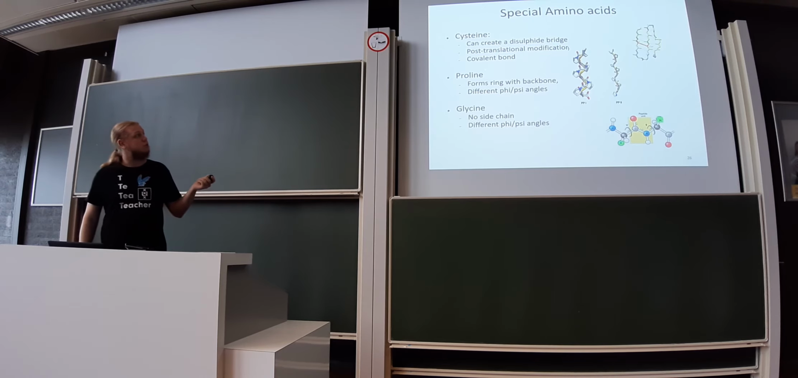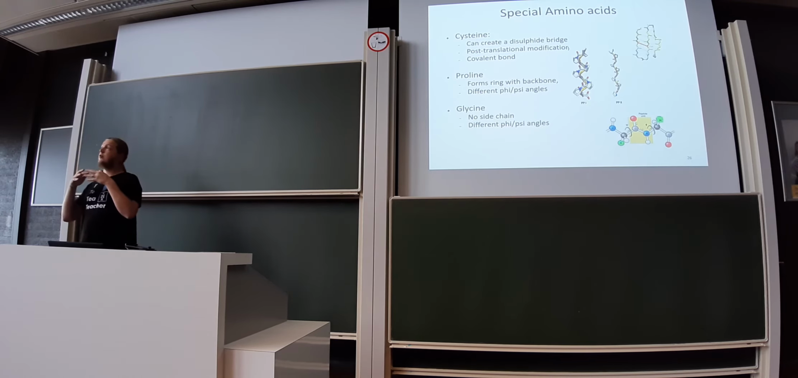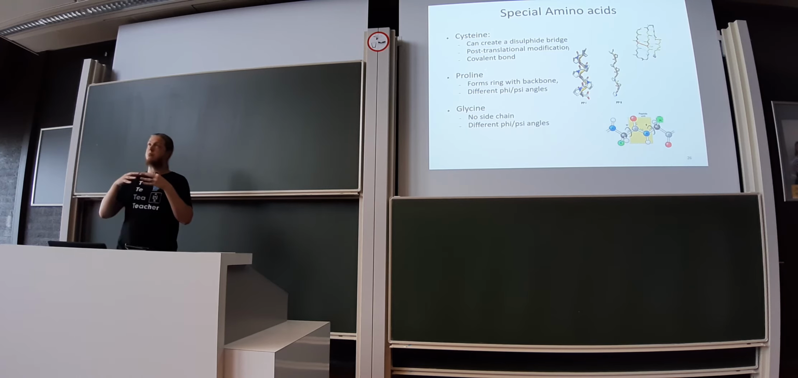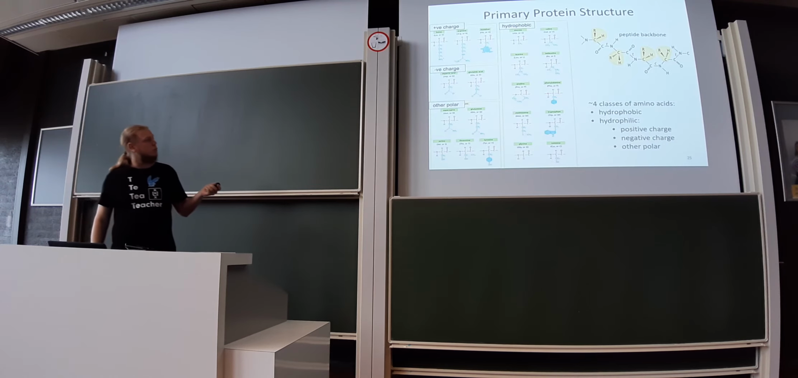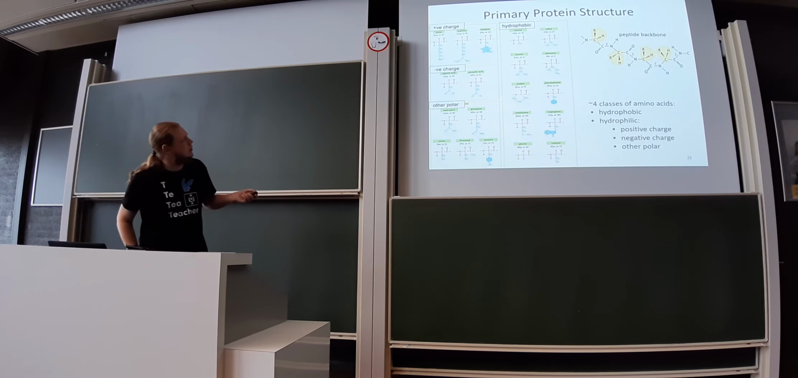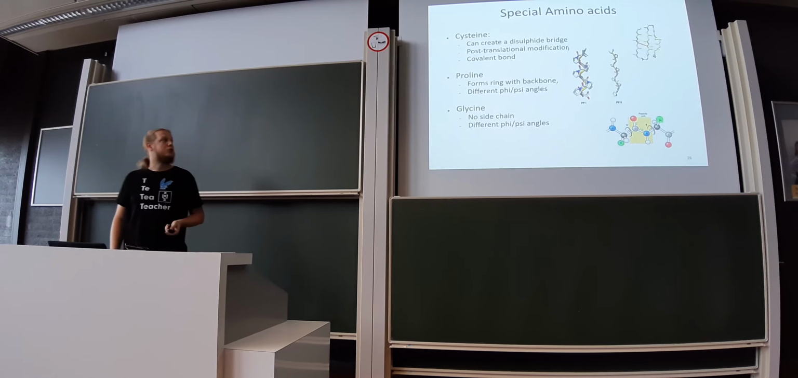The formation of this bond is a post-translational modification, and as we said, it's covalent, so it's far more stable than most of the other interacting forces that govern the shape of a protein. Another weird one is proline. I'm not sure if we have it on this slide. Yes, here it is. So proline actually forms a ring with its own backbone, and this has drastic consequences for the phi and psi angles that it assumes.